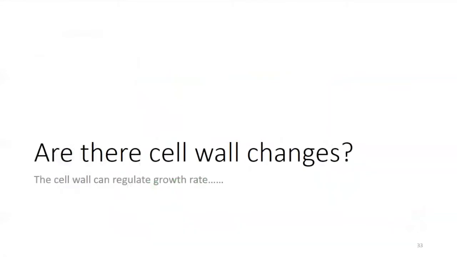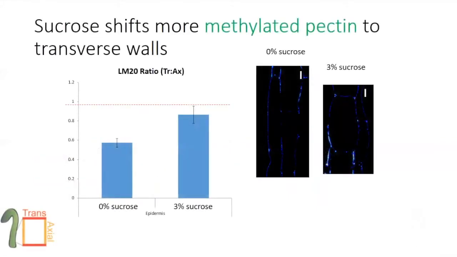Are there cell wall changes? And maybe they're related to pectin. That's probably why I'm here. So again, these can be really difficult to quantitate. So we're doing our best. But this is immuno for the LM20. Remember, that's the softer pectin, what we expect to be more fluid. And what we can see is that in the 3% sucrose case, we're starting to get more signal at these transverse walls than we ever had before.